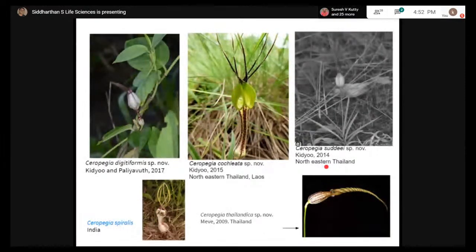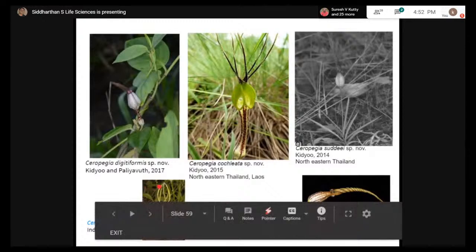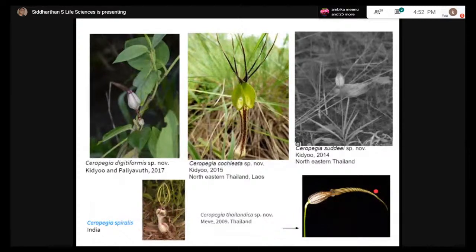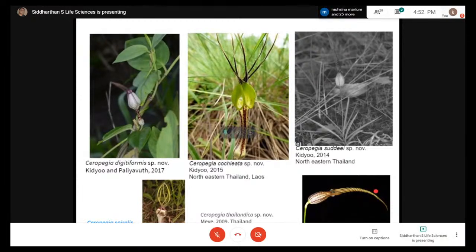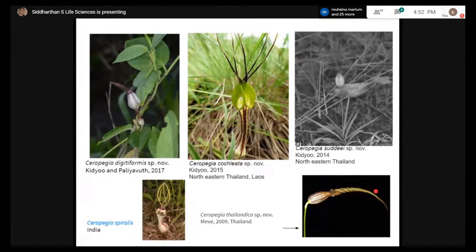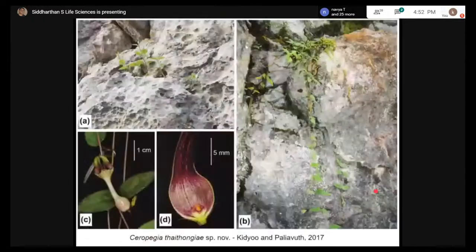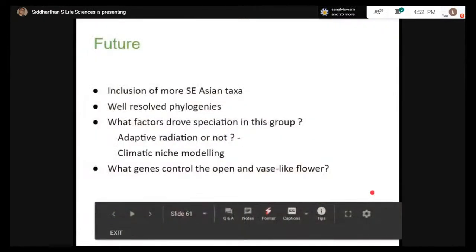You can see the morphological differences. You can see the southern Western Ghats spiralis, and this species from Thailand, which has been recently discovered, have this long twisted beak. Outwardly, they look a lot similar. The morphology is kind of overlapping and misleading, but these two species might have entirely different biogeographical histories. So these questions can be answered when more data is available on these Southeast Asian species. So these are the data for future work.